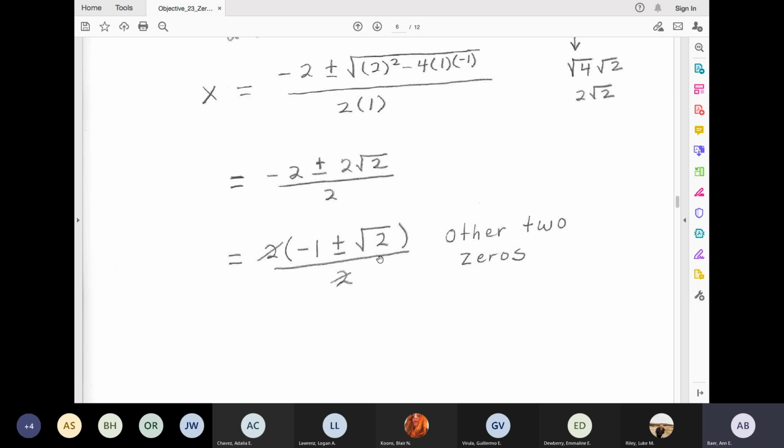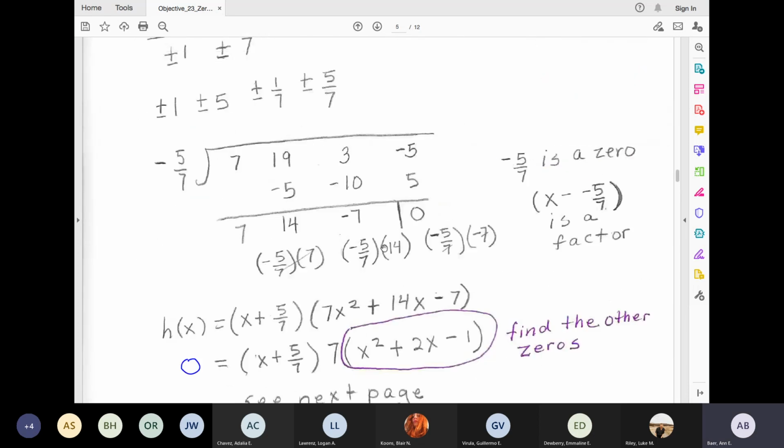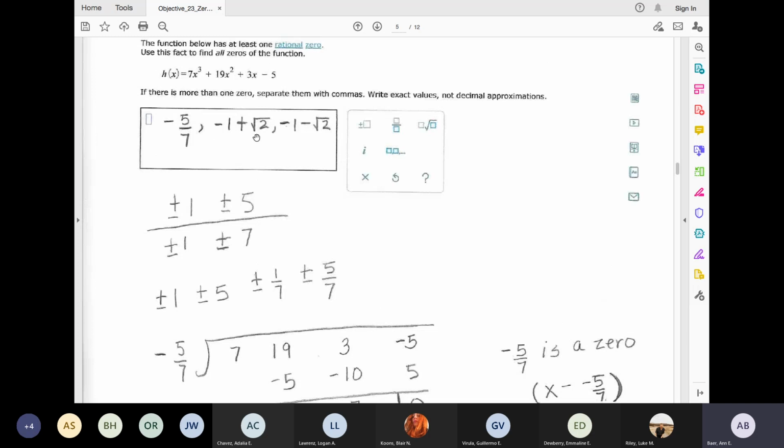And so here are our other 2 zeros. Negative 1 plus square root of 2 and negative 1 minus square root of 2. So this is negative 1 plus square root of 2 and negative 1 minus square root of 2. And of course, we already identified this negative 5/7. So those are our 3 zeros. Any questions on this particular topic before we go on?